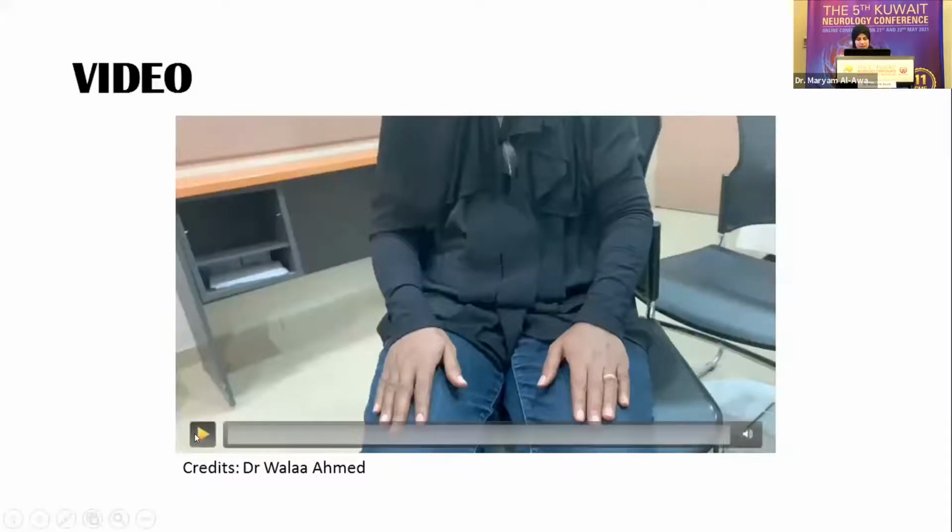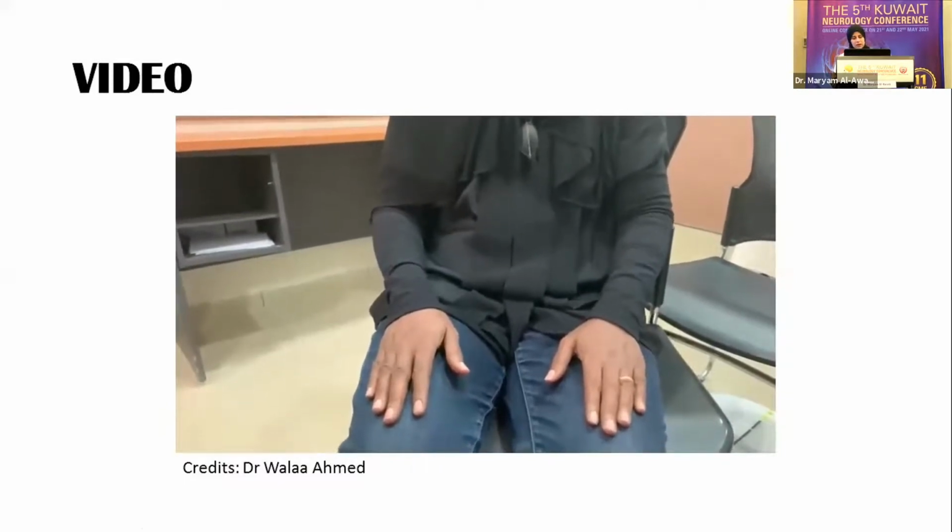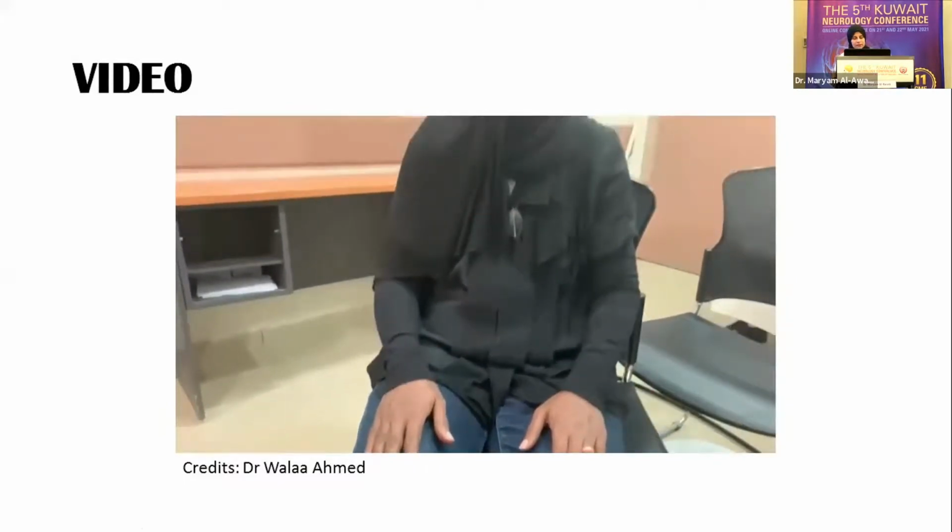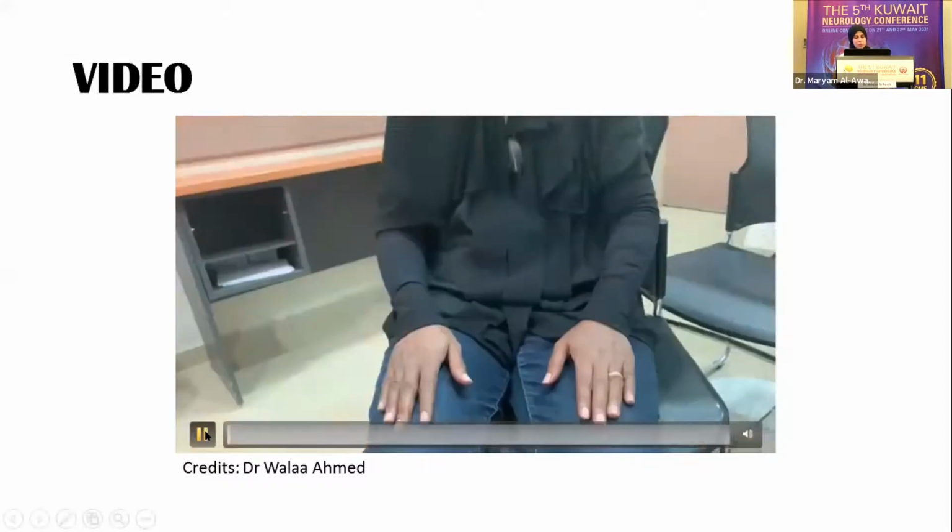This is a patient resting with the hands resting on her lap. You can see, I hope it's clear, there is a tremor on the right, in the right hand. This is a resting tremor. And also we can ask the patient to put her hand in a supine position.